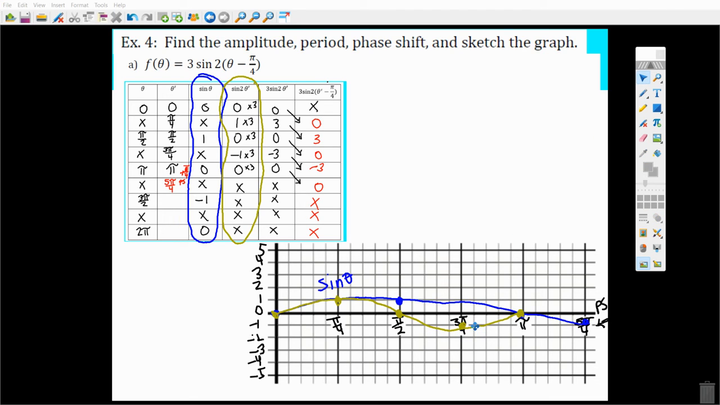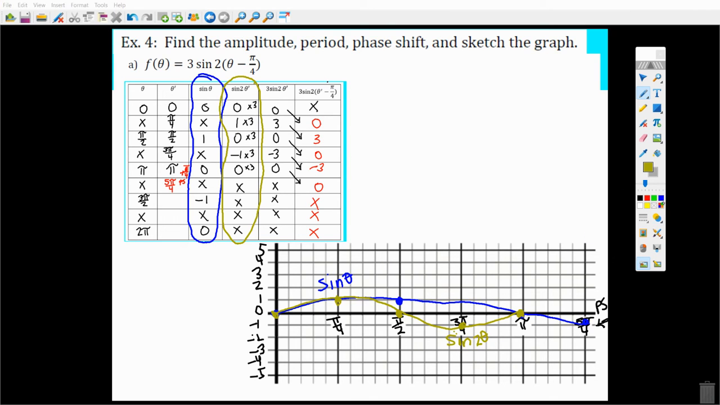This one's a little off, but you get the drift here. Look how it reacts like the regular sine graph, because again, it's a whole cycle of sine, but it has a period of 2 pi over 2, which is 0 to pi. So this is sine of 2 theta.